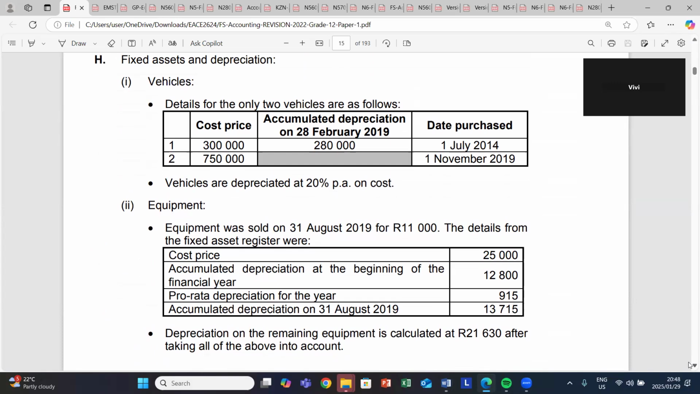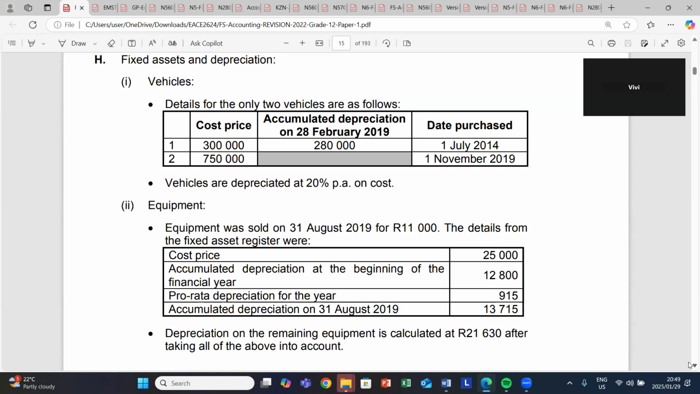Our business has two vehicles. We have vehicle one, which had a cost price of 300,000 rand. And then the accumulated depreciation on the 28th of February, meaning the accumulated depreciation at the beginning of the year for that asset, was 280,000 rand. Okay. And then you bought it on the 1st of July 2014.